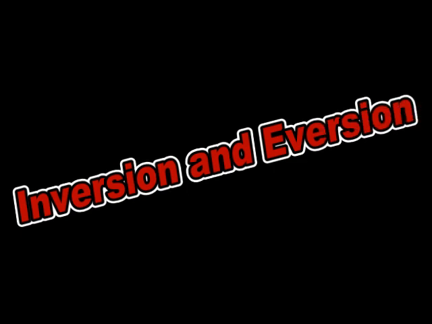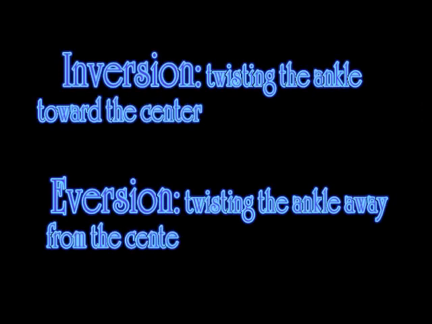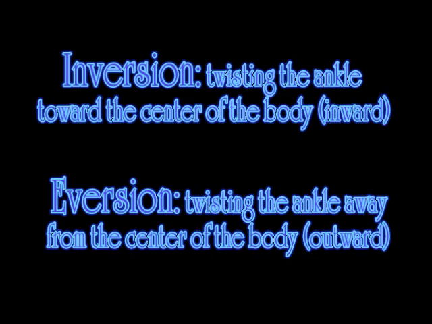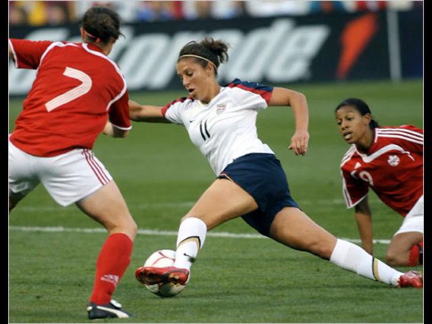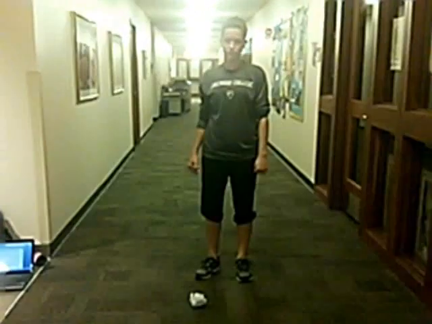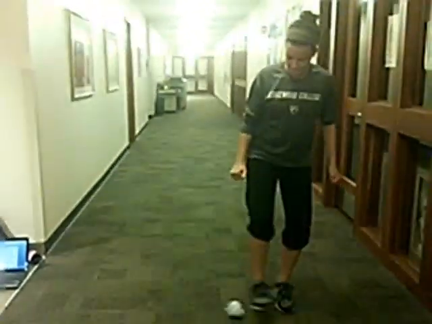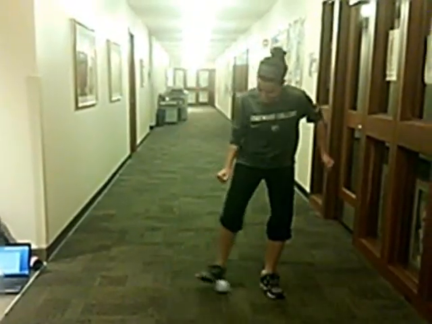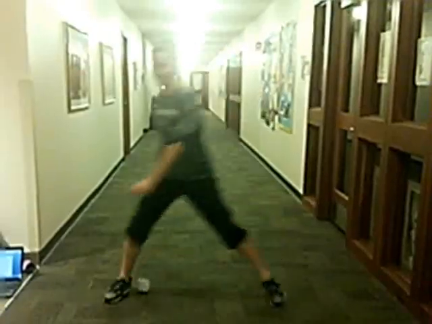Inversion is a twisting motion of the foot turning the sole inwards. The opposite of this motion is eversion, where the sole of the foot turns outward. For example, a soccer player would use this motion to make a move or cut around a player. Inversion would occur when the player cuts inward, and eversion would occur when the player cuts outward.